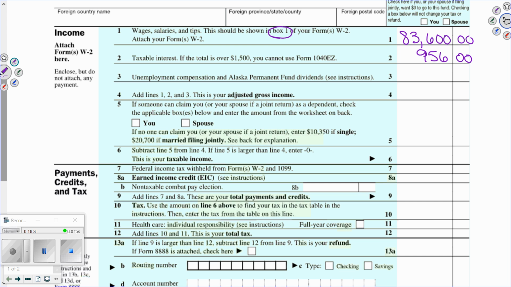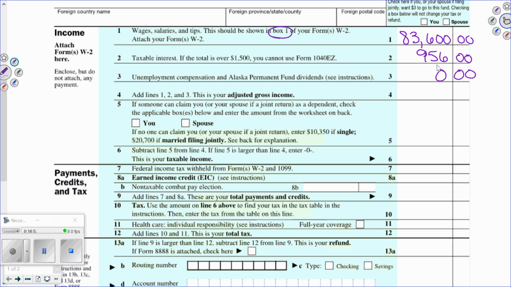All right, so line number 3, unemployment compensation, Alaska permanent fund dividends. Do we have anything for that? No. Nope, we're not from Alaska. I honestly don't know anything about it. I'd have to look that up.